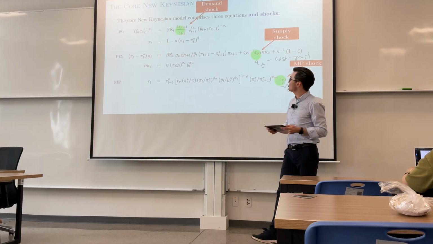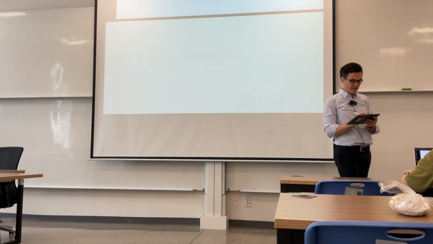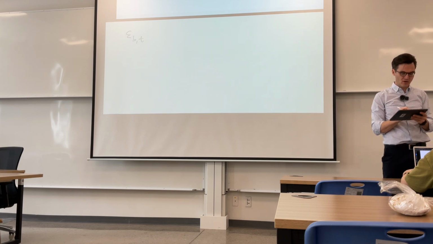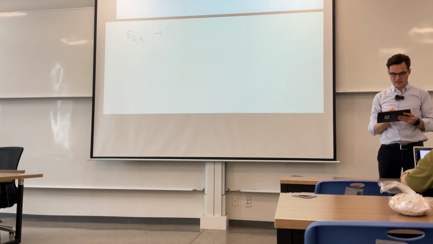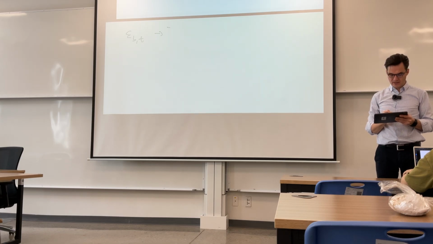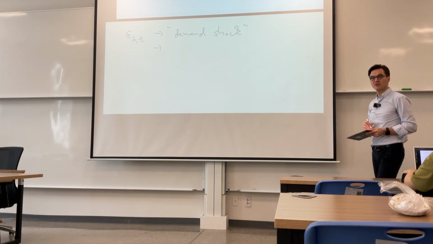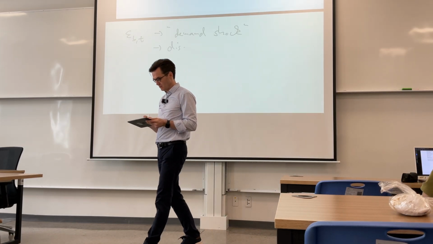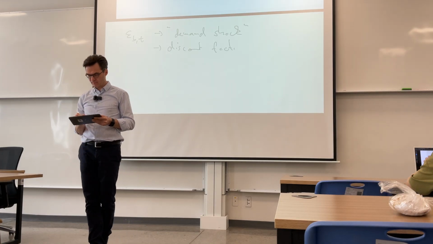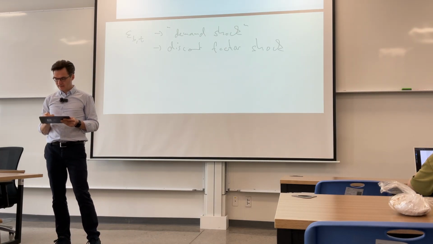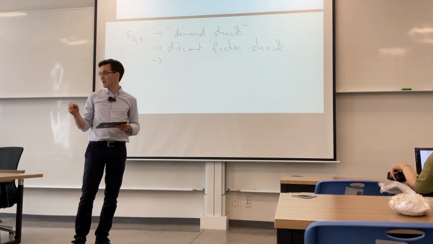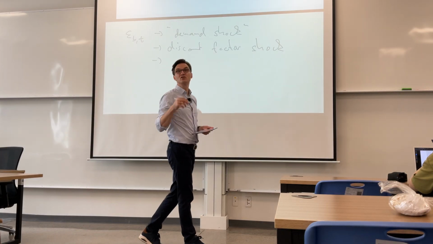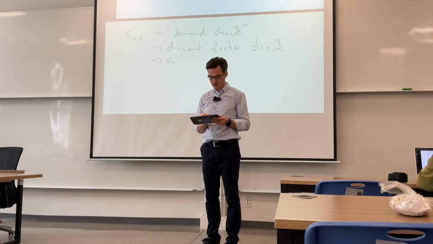So this epsilon B shock, let me just write that down. That epsilon B,T shock. It has different names, but it is nothing else than a so-called demand shock. It goes by various names. Sometimes it's called a discount factor shock. And depending on the model setup, it's sometimes also called a consumption demand shock.